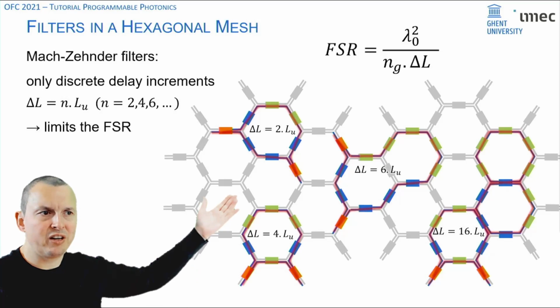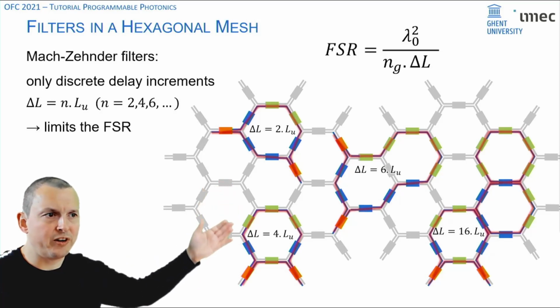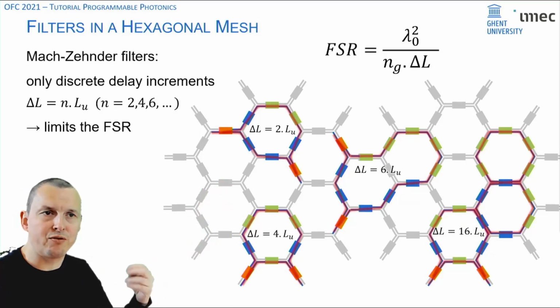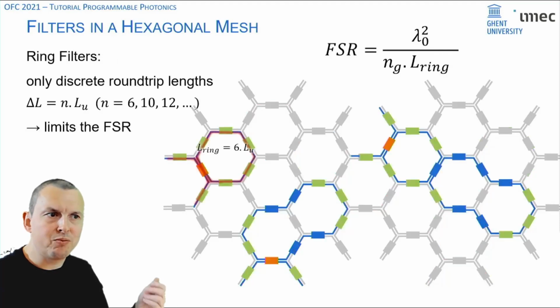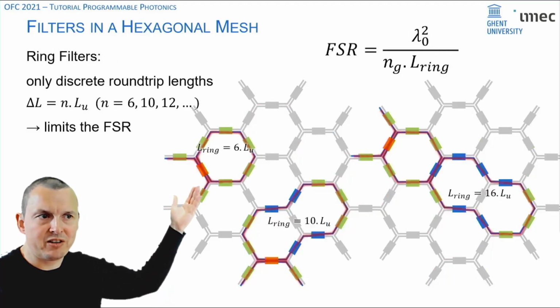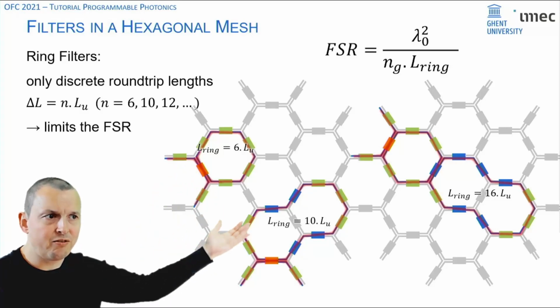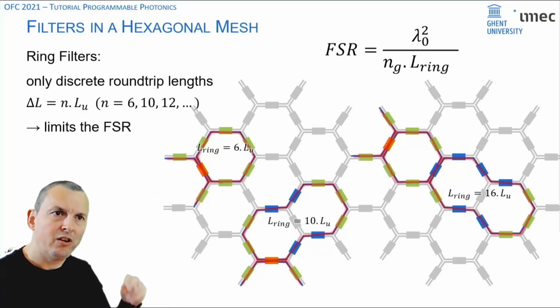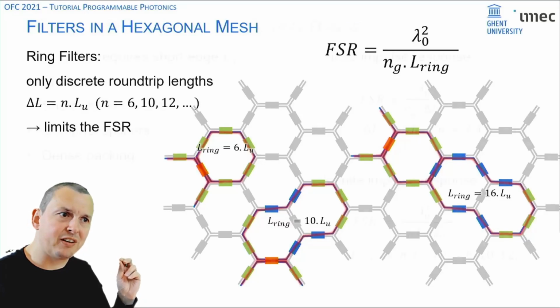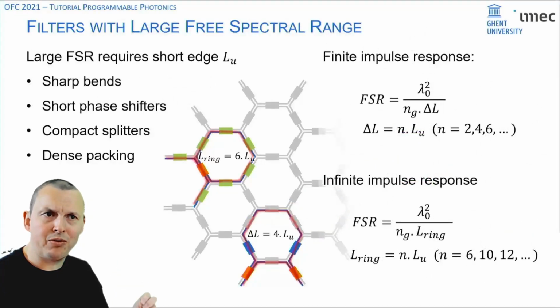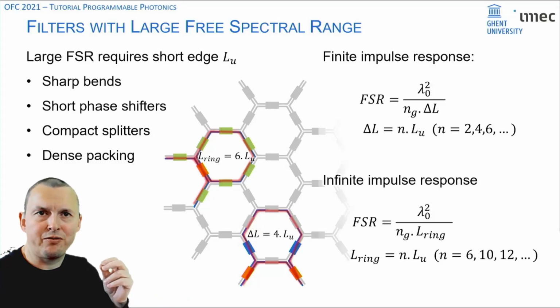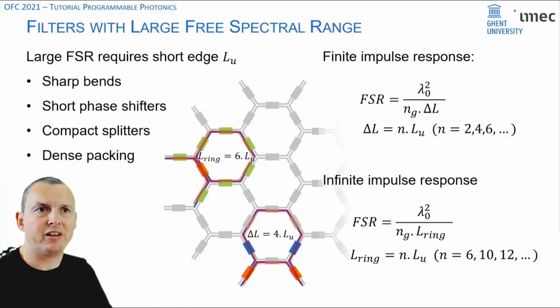For instance, in Mach-Zehnder, you can have a delay of 2 edges, 4 edges, 6 edges, but not a delay of 3 edges. Likewise, with the ring resonator, the smallest ring resonator that you can make is 6 edges, 6 unit lengths, and then 10, 14, etc. So because the delay or the round trip length of a ring or a Mach-Zehnder is limited, that also limits the free spectral range that you can have, and essentially the bandwidth of your filter that you can define.